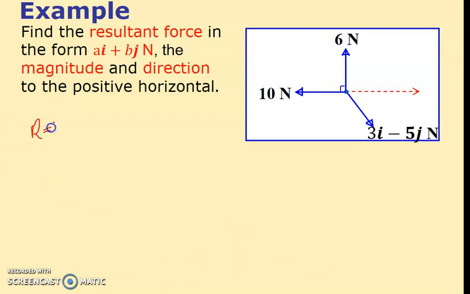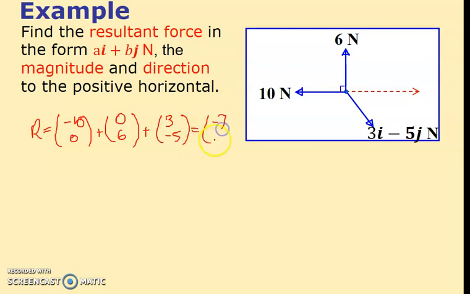So if I just do it again, R equals, first one is (-10, 0) plus (0, 6) plus (3, -5). Add them all together, I get (-7, 1). I'll just be a bit careful, because I reckon minus 7 from my start point goes 7 left. So that's 7 left, and still 1 up. So there's my R. The reason why I've done this is because this is my positive horizontal.